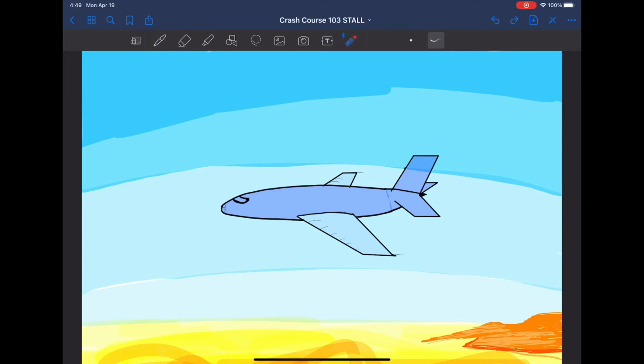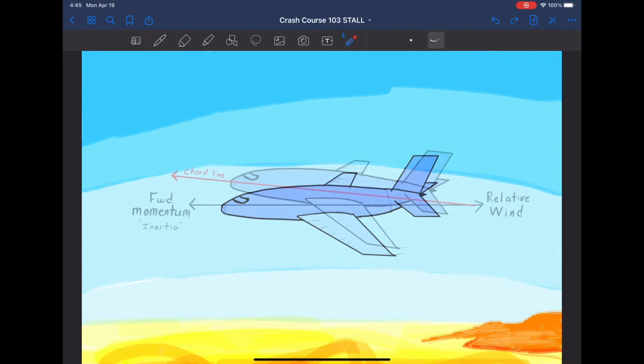Today is going to be about stalls. Crash Course 103 assumes that you are familiar with angle of attack and relative wind. If you are not familiar with angle of attack and relative wind, please go back and revisit Crash Course 102.